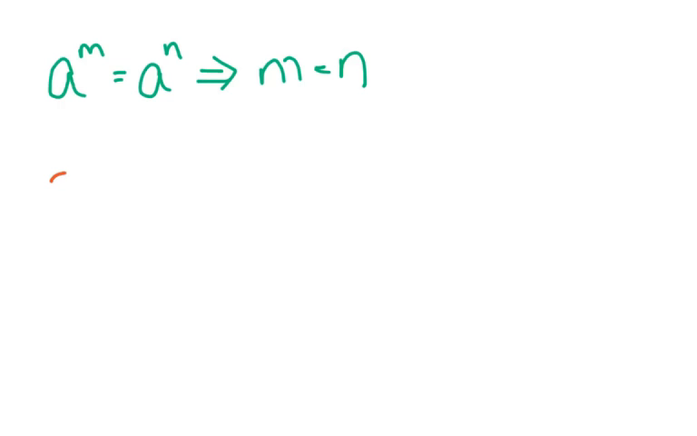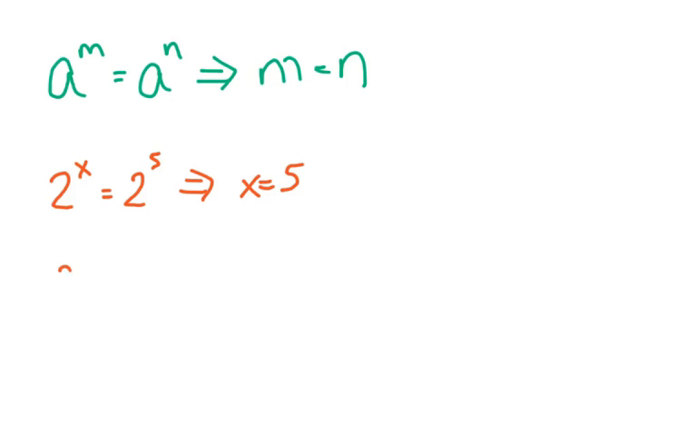The first one is called an exponential equation, and we are looking at this rule. If a to the m equals a to the n, then we know m equals n. If the bases are equal, then the powers are equal. So how does that work? Well, 2 to the x equals 2 to the 5 means x equals 5.